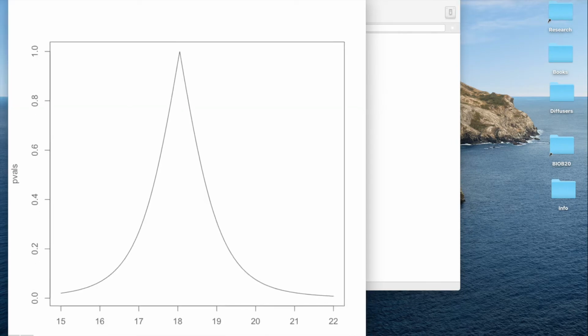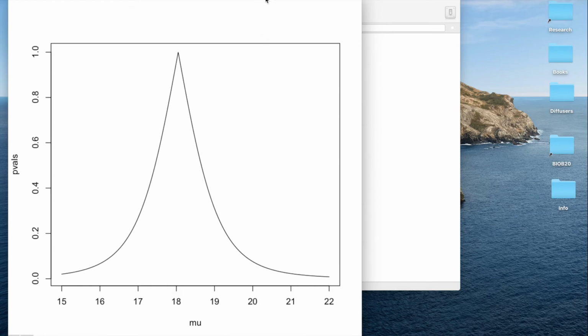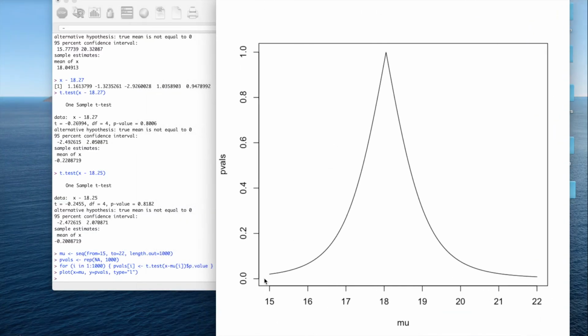We get this funny shape where the p-value around 15 is relatively low. It rises up to a maximum around 18 and then drops again up until the maximum that we tested at 22. For null hypotheses around 18, we have a p-value almost equal to 1, so we of course accept these null hypotheses. For null hypotheses around 15 or 22, we have very low p-values, so we reject such null hypotheses.